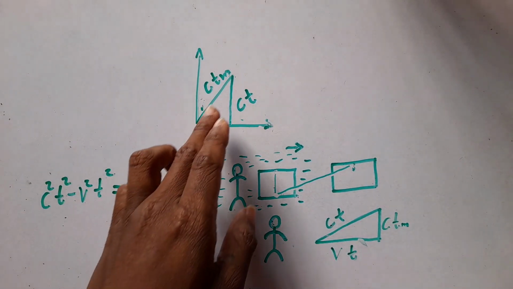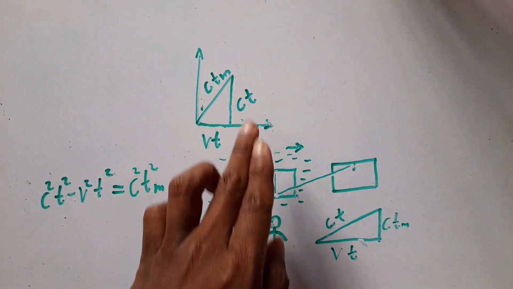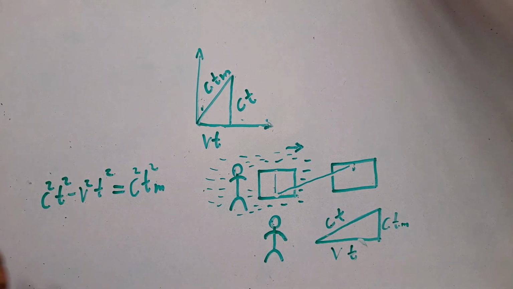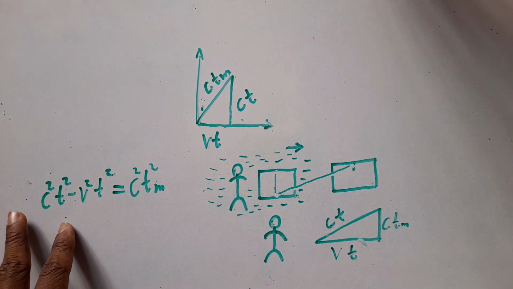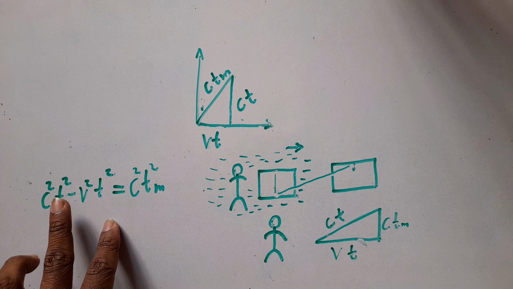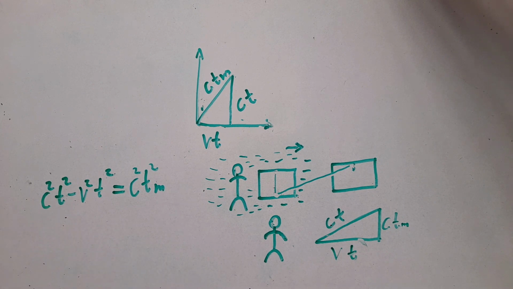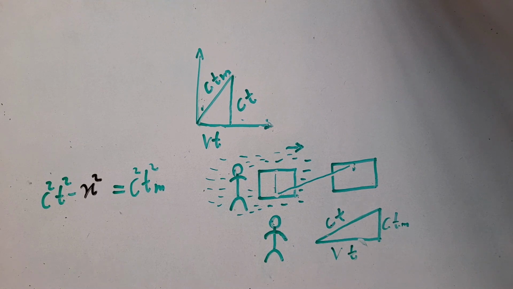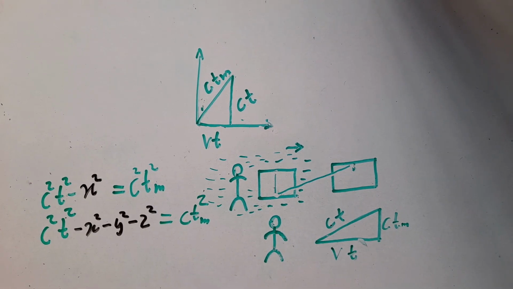So as you can see here, this is a right-angled triangle, and this is the hypotenuse. The hypotenuse squared is equal to c squared times the time squared minus v squared t squared. Well, what is vt? vt is the distance traveled, and that's the same as x squared. And we can also extend this relation up to higher dimensions. If we have 3 dimensions, it's t squared minus x squared minus y squared minus z squared.